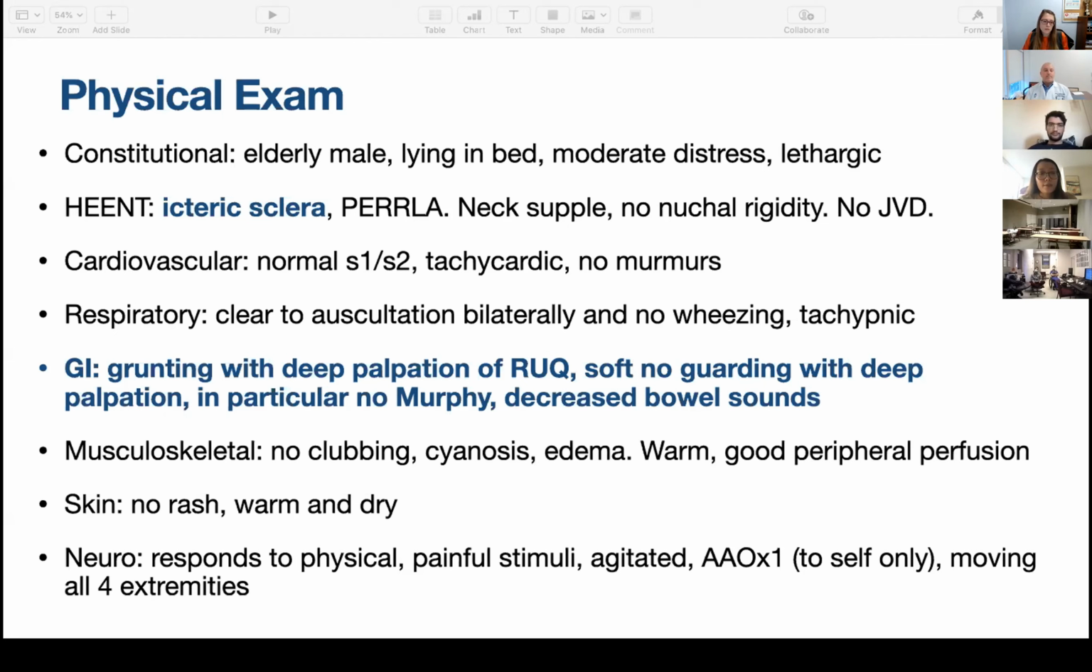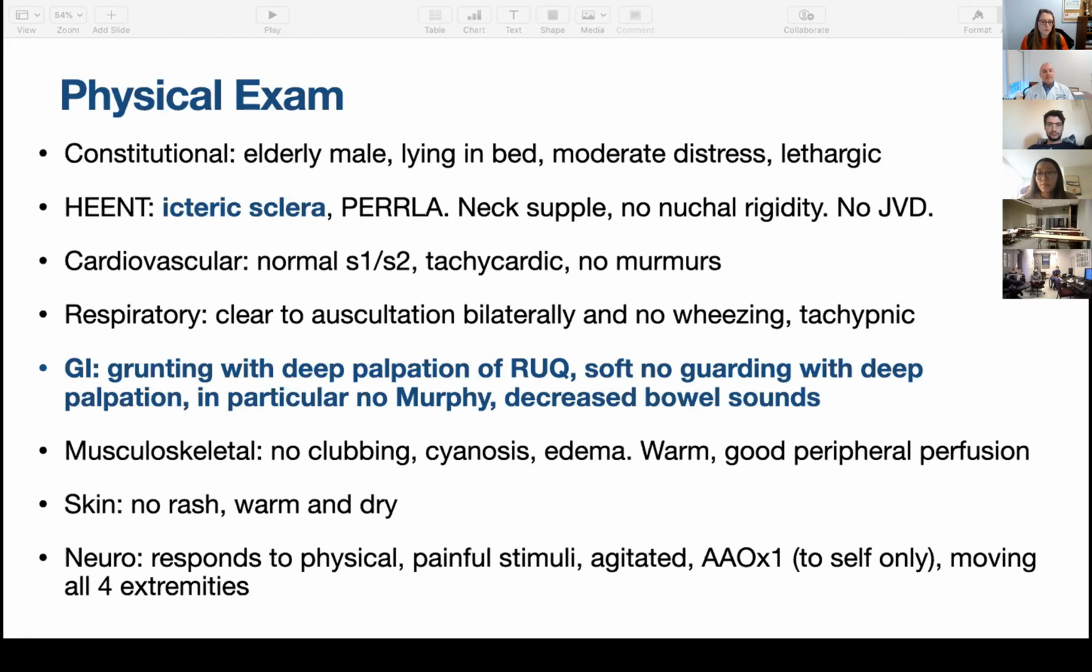Okay. And for his cardiovascular exam, he was okay. Respiratory exam, it was clear to auscultation bilaterally and no wheezing, but he was tachypneic. And on the other exam, he had no rash, no edema, clubbing, or cyanosis, and peripheral limbs were warm and well perfused. And back then he was agitated and alert and oriented times one on his neurological exam.